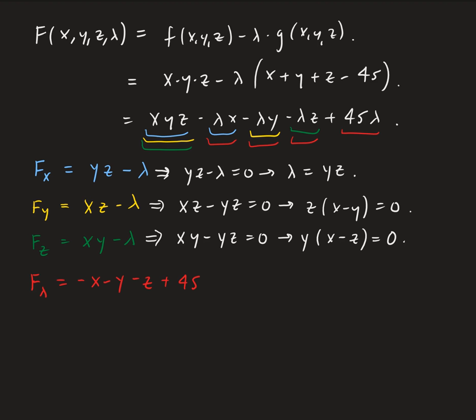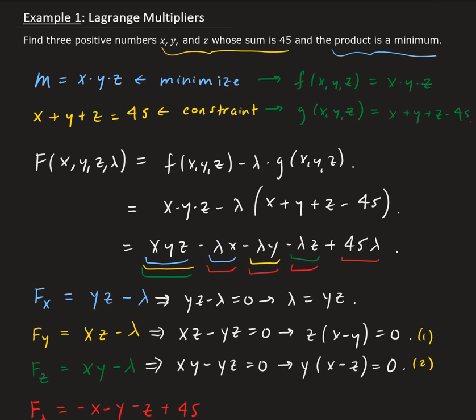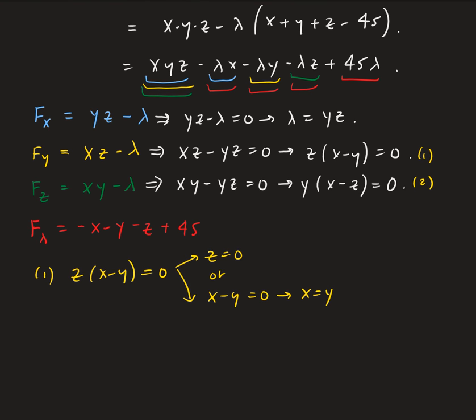So now let's look at these equations here, these two. From the first one, we know that we have z times x minus y equals 0. So that means z is 0, or x minus y equal to 0, which means that x is equal to y. Here we don't want to look at the case where z is 0, because in our assumption they have to be positive numbers. So then we're going to look at the second part, that's going to be x equals y.